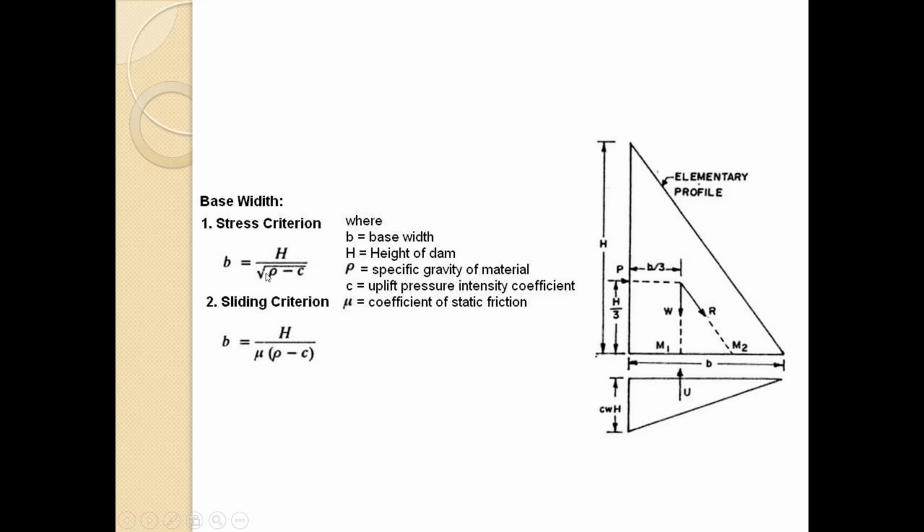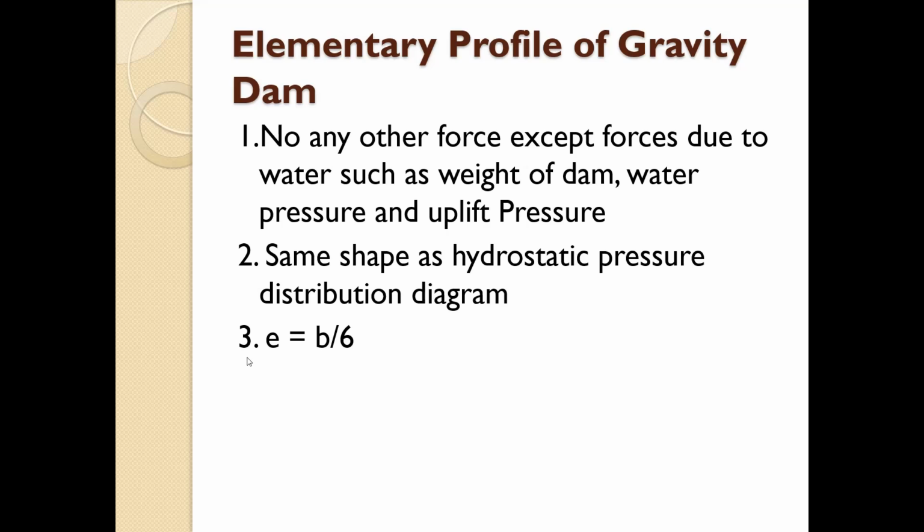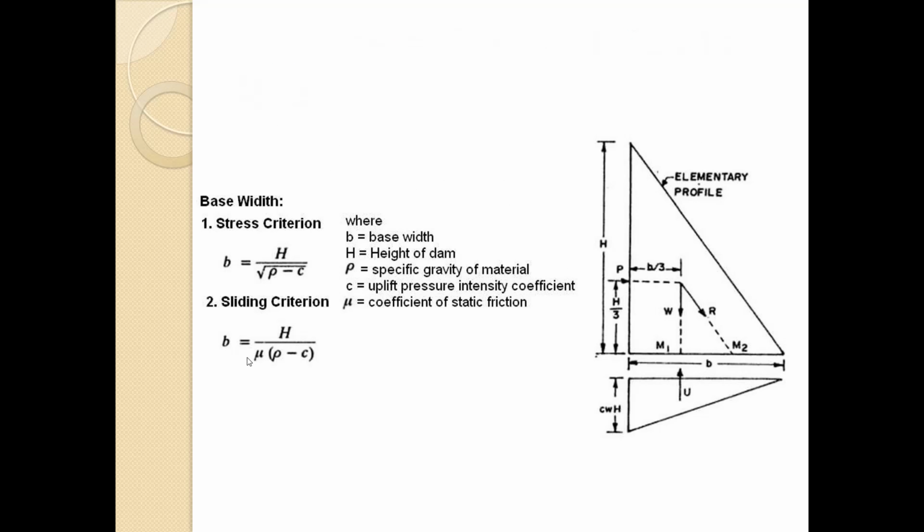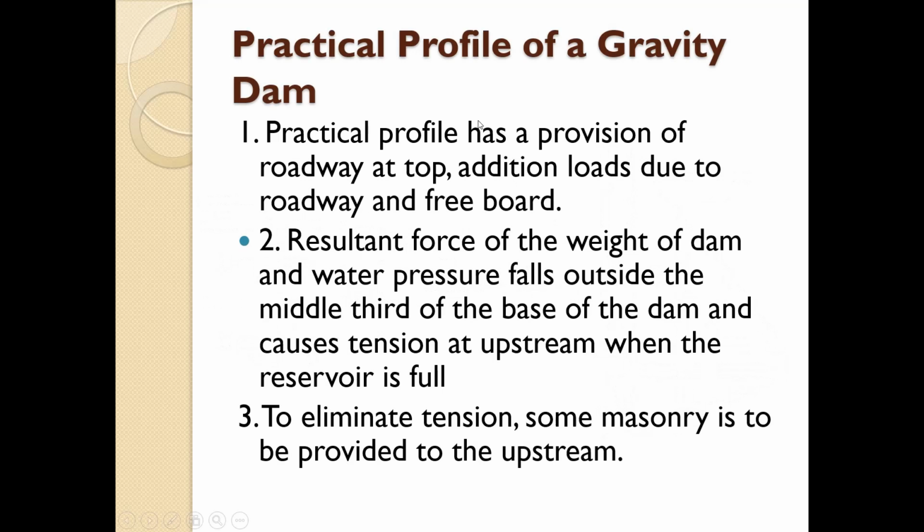So this static criterion is B equal to H divided by rho minus C, where B is the base width, H is the height of the dam, rho is the specific gravity of the material, C is the uplift pressure intensity coefficient, and this is the slide criterion. Only two pressures have been considered. This is the triangular shape because of the water pressure, and this is again triangular, which is the uplift force.